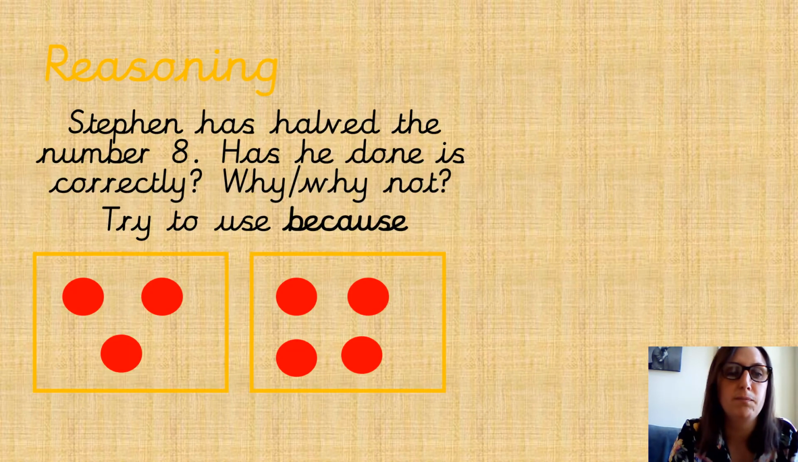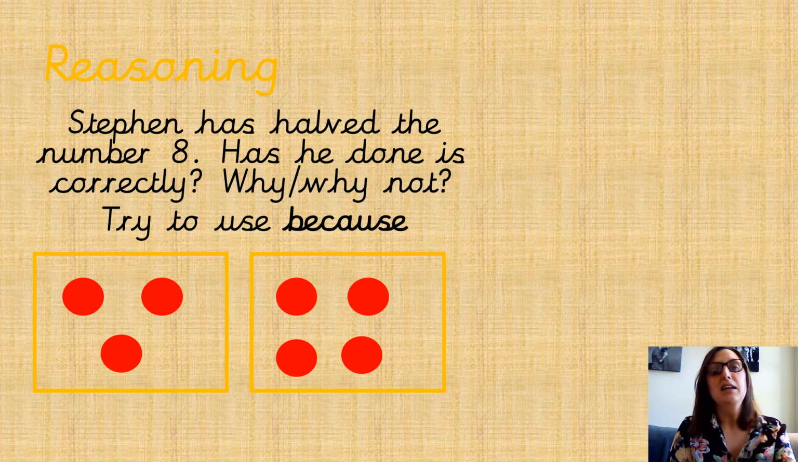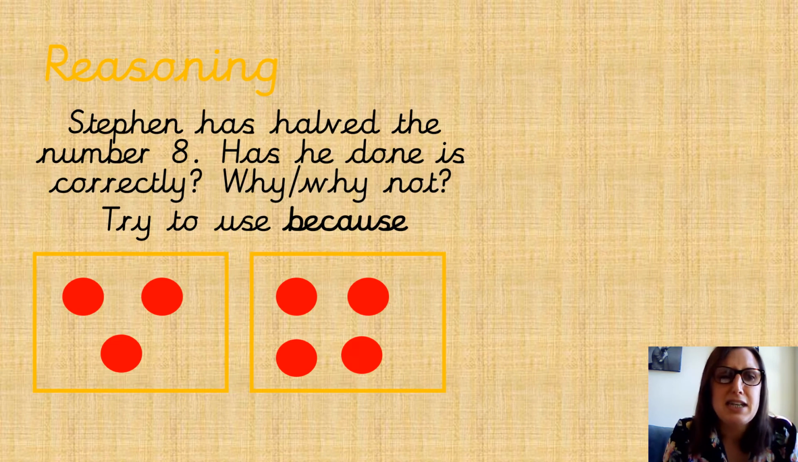Right, next question. So reasoning. Stephen's done some maths today, and we're going to see whether Stephen got this maths right. Let's have a look, shall we? He didn't know how to use a book. He was using it as a mouse mat, so I'm not sure if he's going to know how to do halving. Let's have a look.